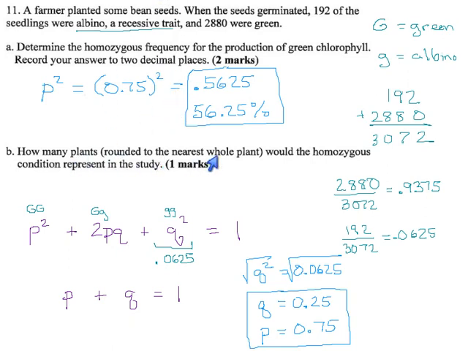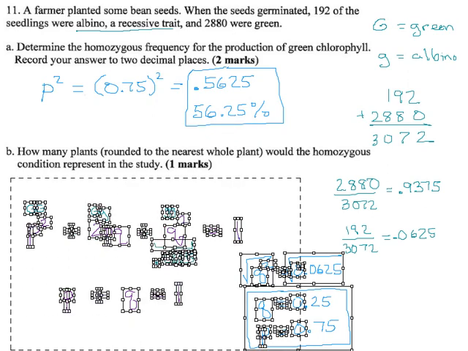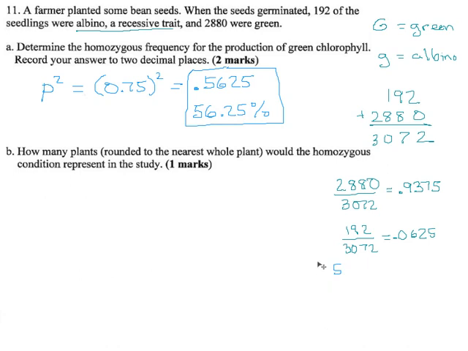How many plants, rounded to the nearest whole plant, would the homozygous condition represent in the study? I take it they still mean homozygous green because there's 2 different homozygous groups. There's homozygous green and homozygous albino. If we're finding these, I'll calculate this 2 different ways. We've got the proportion we need here, that there's 0.5625 of all the seeds were homozygous green.